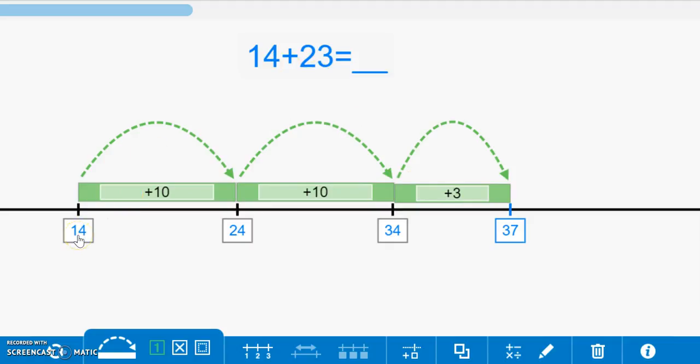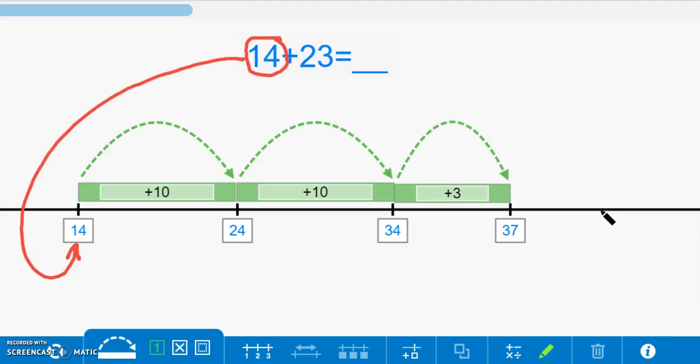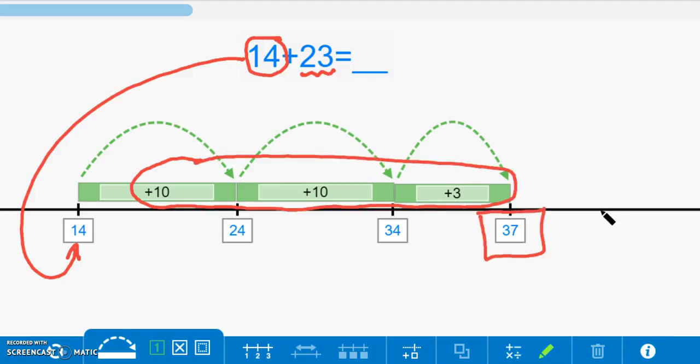My starting number was 14. Let's pull up my little drawing tool and let's remind ourselves. The 14 was my starting number, and that is where I start my open number line. The 23 represents how many hops I need to make. Here are my hops that add up to 23. The 37 is where I land after I make those 23 hops. So I now have 37 pencils.